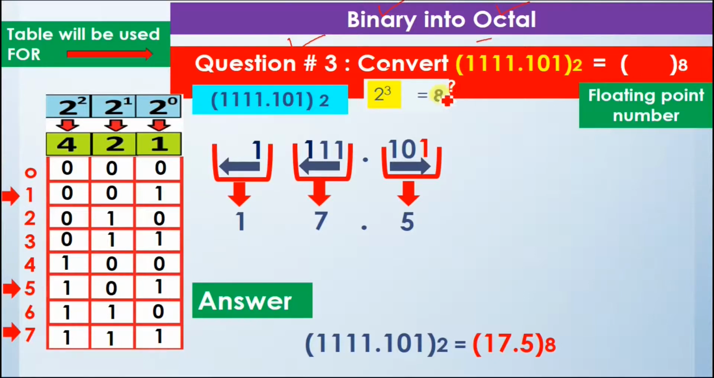Alright, so first of all, what we do here is that, as we have to convert a binary number into octal, we will make groups of 3 digits while moving away from the decimal point. So while moving towards the left, we will make a group of 3, so that is 111.